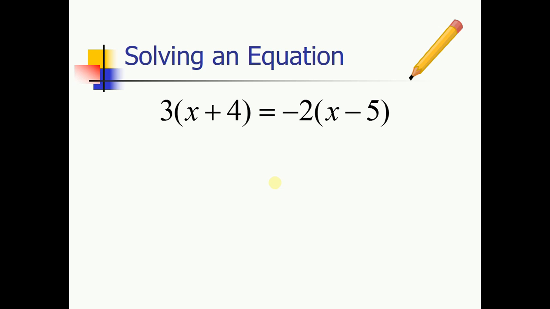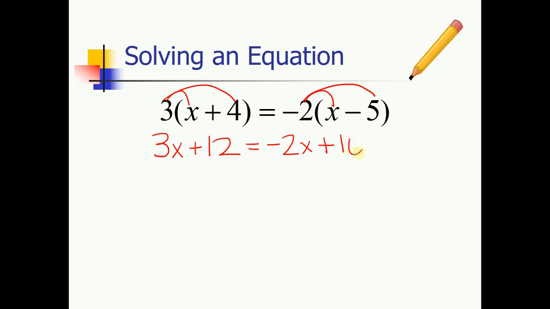So let's look at an equation and solve it. I have 3 times the quantity x plus 4 equals negative 2 times the quantity x minus 5. What I want to do is get x alone. So I'm going to first distribute this 3 in. I will have 3x plus 3 times 4, 12. I'll do the same thing on this side. So I'll have negative 2 times x, that's negative 2x, and negative 2 times negative 5, which is a positive 10.